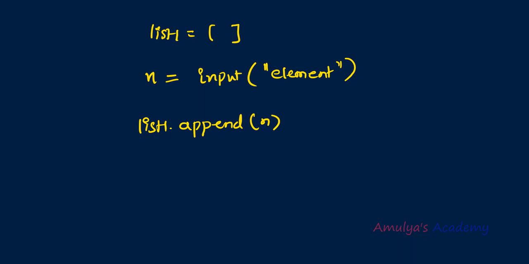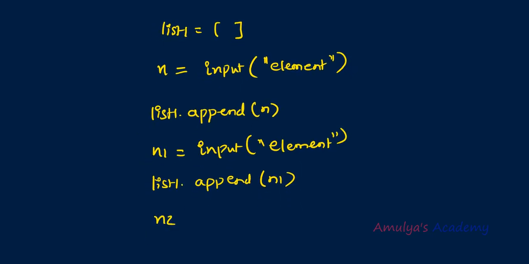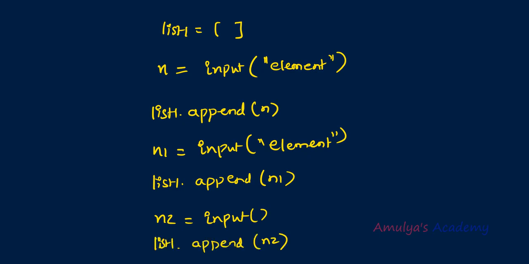Next, if I want another element in the list, then how to do that? Again I need to use the input function, ask the user to enter the element like this, and next I need to append that. Now if I want to insert another element to list1, that is the third element, then how to do that? For that you need to do this again. You need to take the input using the input function, then you need to append that. This is one way to take the user input for list.